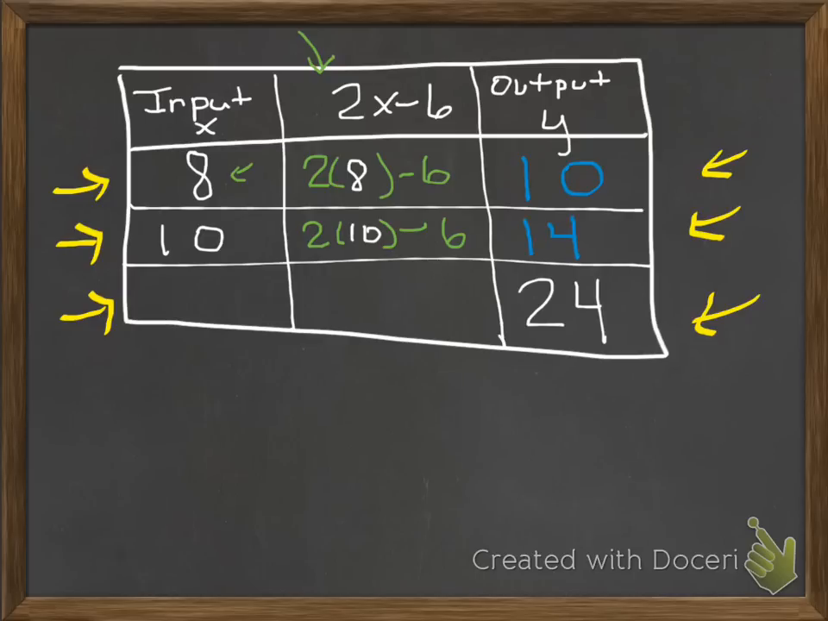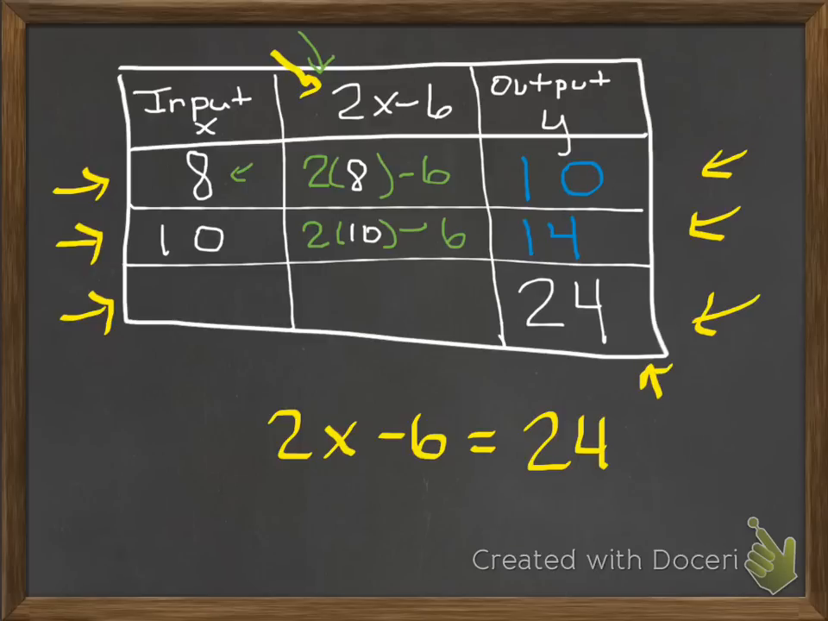And now comes the tricky part. Now we know that whatever this is, we need to figure out what the input is. So here's what we do. We work backwards. So let me show you how to do that now. We're going to start with 24 over here on the right-hand side because we know that's the output. And we're going to look at 24 being equal to 2x minus 6. Now notice what I did. All I did was I took that function rule, which is right there, the 2x minus 6, and I set it equal to 24, which is what they told me the output was.